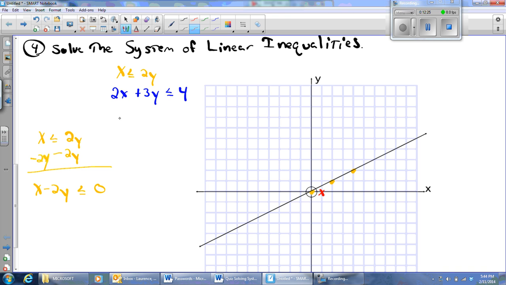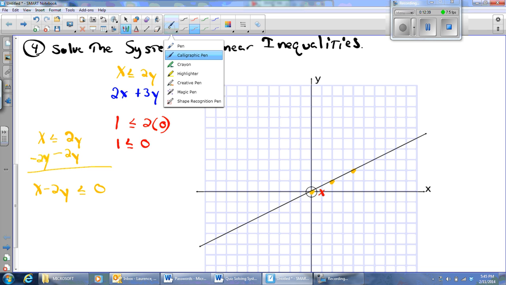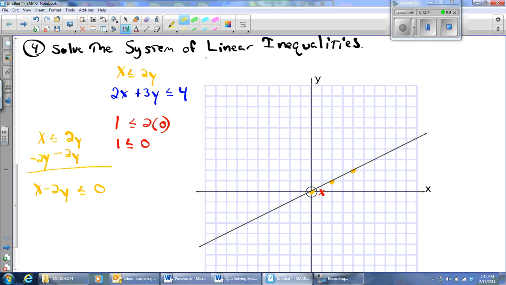Okay, so I'll plug 1 in for x. I will multiply 2 by y, which will be 0. And so I'll get 1 is less than or equal to 0. Is that true? Absolutely not. Since it's not true, I can go ahead and shade the other side of the line. Now the line is included in my shading. Oops, I'm going over a little bit. Okay, so I'm going to shade over here.